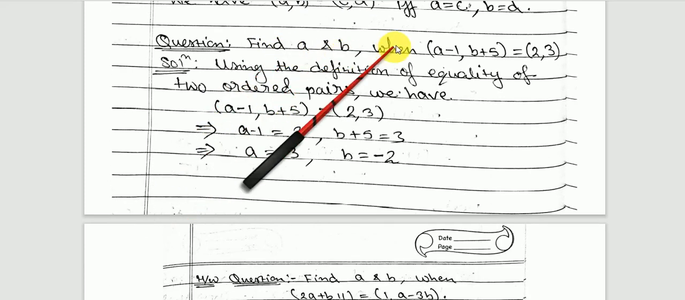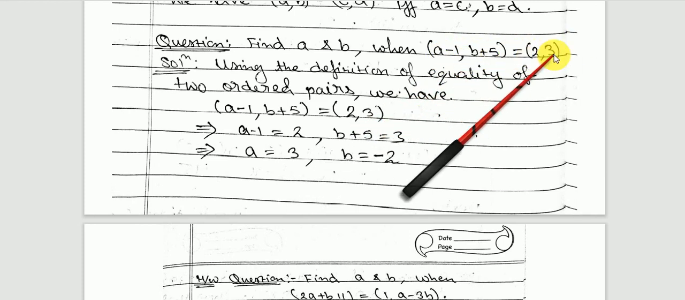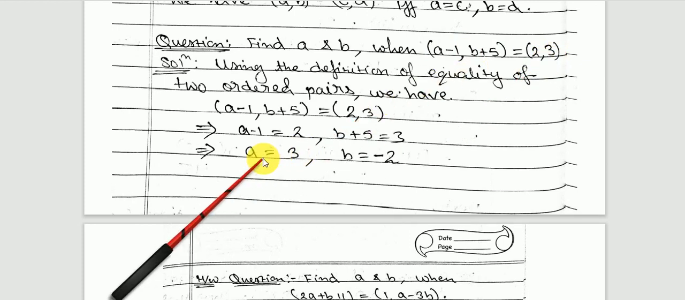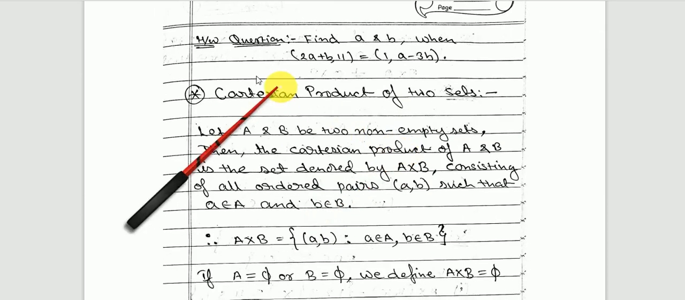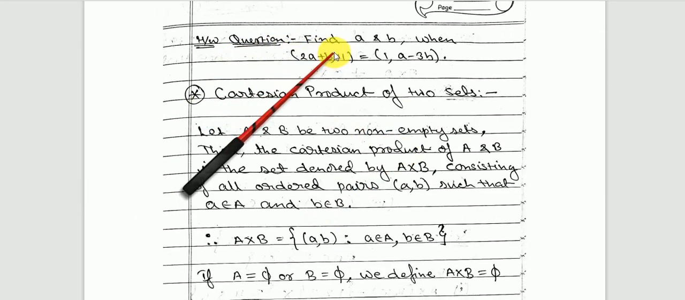Find a and b when the ordered pair a minus 1 comma b plus 2 is equal to the ordered pair 2 comma 3. Since these two are equal, that means a minus 1 will be equal to 2 and b plus 5 will be equal to 3. So that way you can find a equal to 3 and b equal to minus 2. Next question is left as a homework for you.